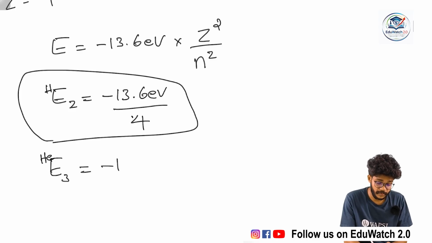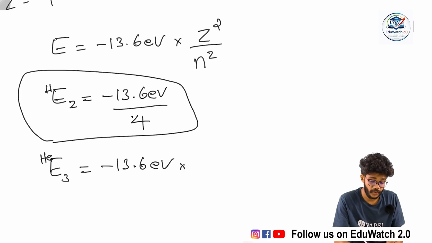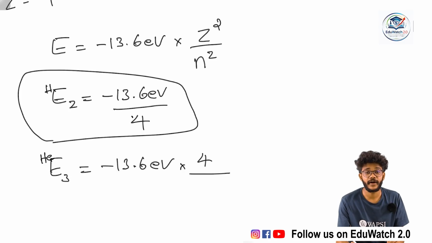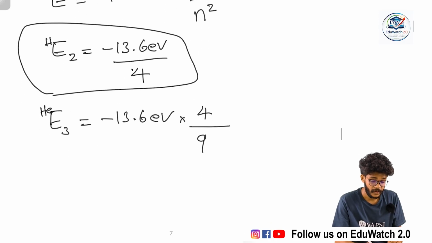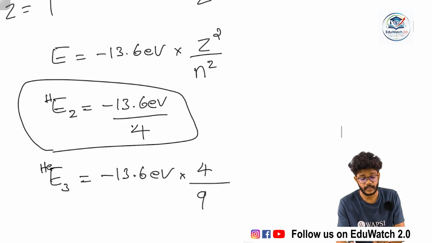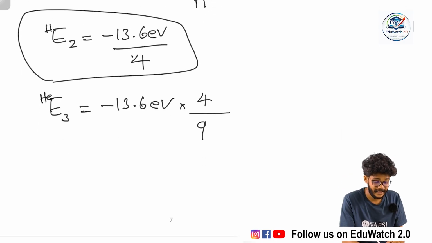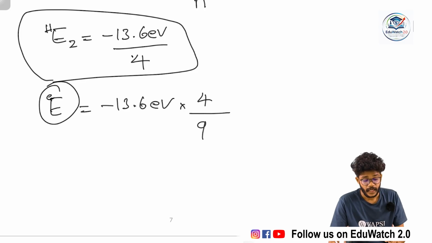So minus 13.6 electron volt into Z is 2, so multiplied by 4 and divided by n square. n is 3, so that is 9. Okay, we can stop here. So minus 13.6 into 4 by 9. E3 is the energy of the helium atom.